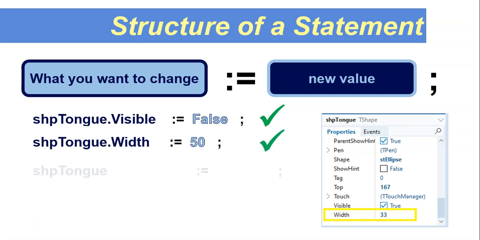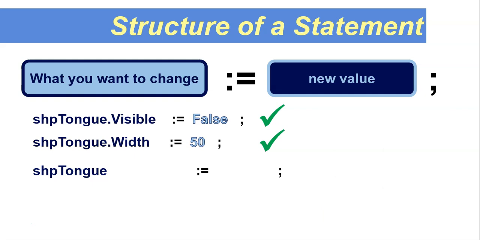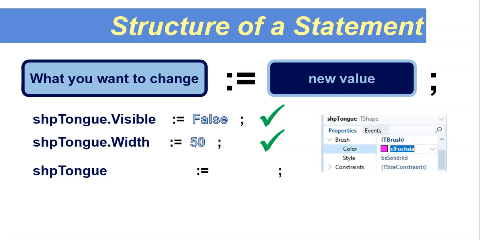Okay, so that's great. Now, what about the color of the tongue? If you remember, the color property is a part of the brush property. So how do I get to the color part? Well, you say dot brush because that is the property that we're referring to. But to get to the color part, you must say dot color after it. So when you get into sub properties, you can add more dots with the sub property after it.